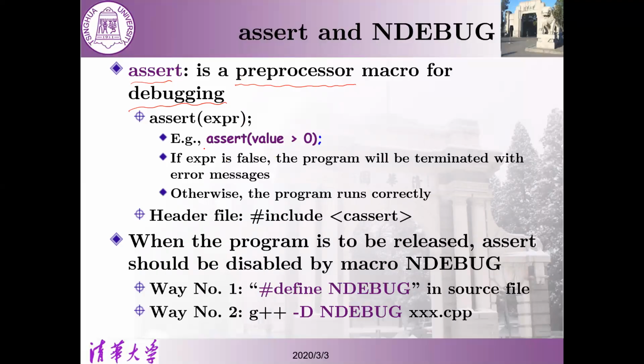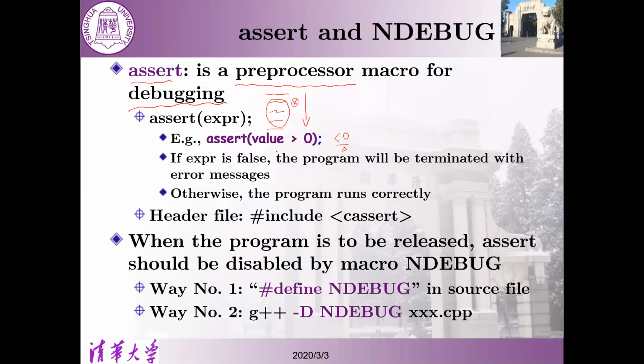So this is how we use assert. For example, we have some program here, and there are some lines of code to compute a value. Now we know when we compute the value, it should be greater than 0. However, if there are some bugs here, then the value may not be greater than 0, or it may be equal to 0 or less than 0. In this case, we know that there must be some bugs in this part of the code.